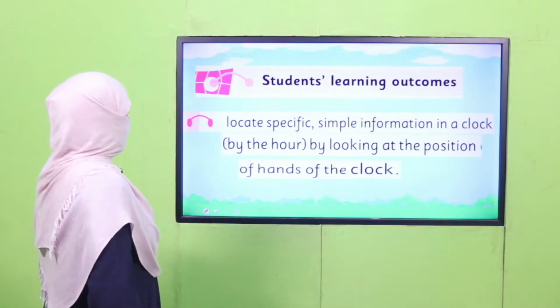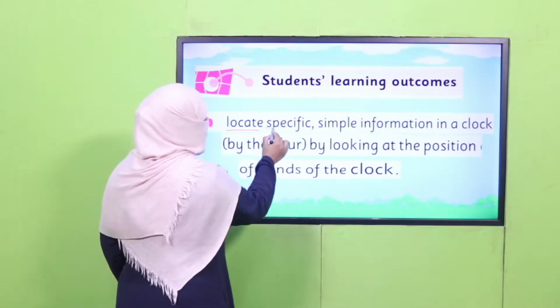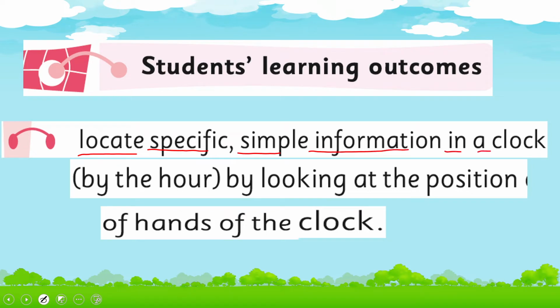And the SLO today we'll cover is to locate specific simple information in a clock by the hour by looking at the position of hands of the clock. This is our today's SLO.